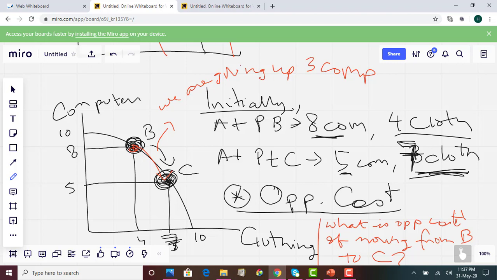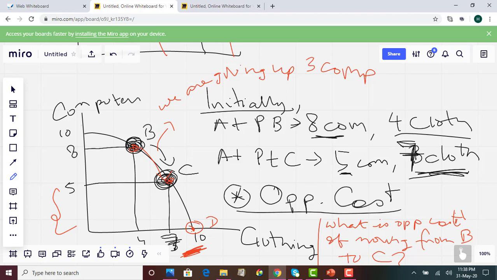Same way, if we move from point C to point D, we can calculate the opportunity cost, right? At point C, we have 5 computers and 7 clothings, and at point D, we have 10 clothings and 0 computers. In order to achieve 3 more clothings, we are giving up 5 computers. So our opportunity cost from moving from point C to point D will be 5 computers.